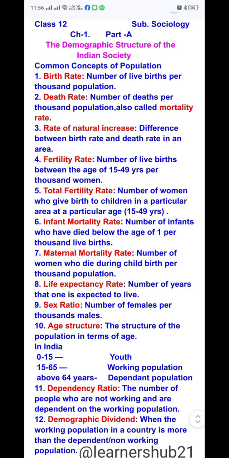Hello students, this is Sociology, Chapter 1, the demographic structure of the Indian society. Today we will understand some common concepts of population.